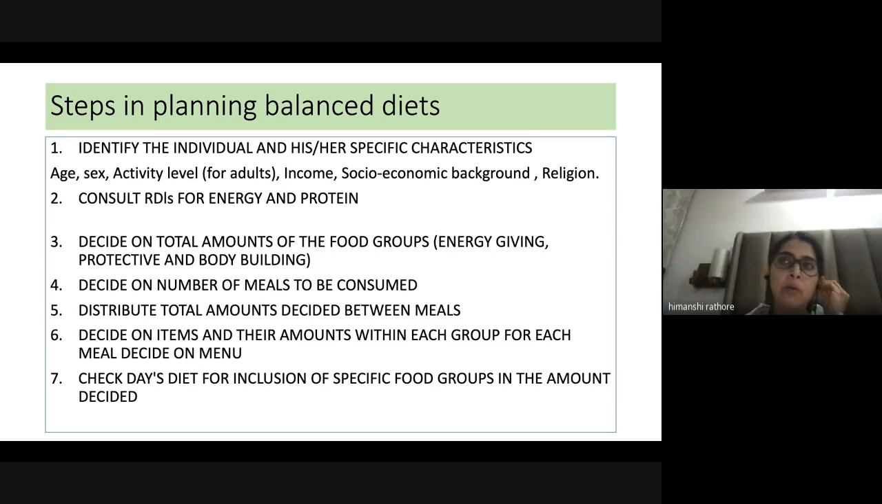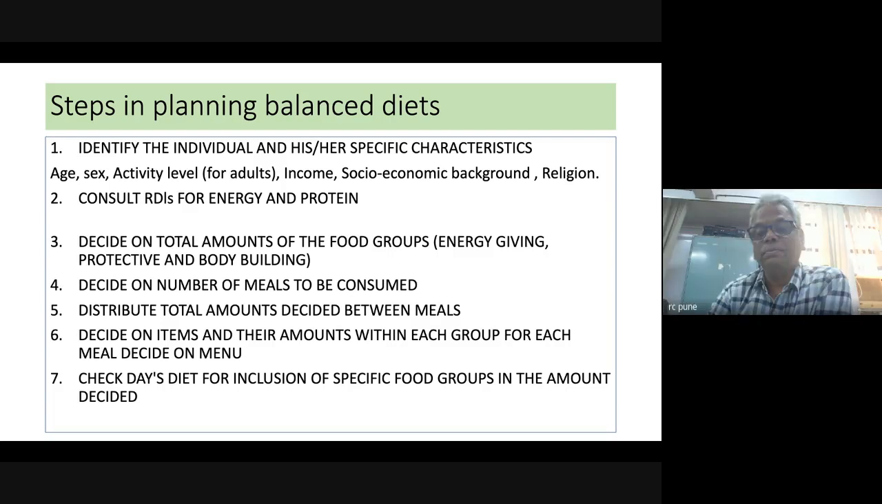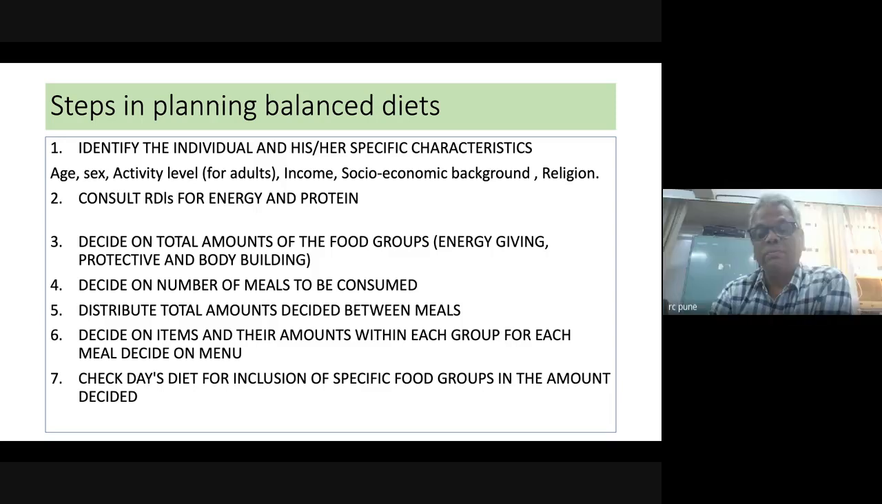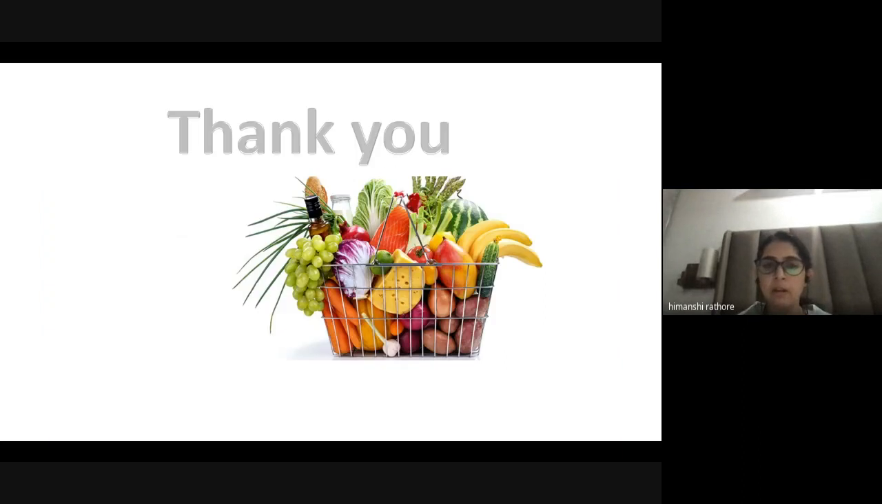I guess I have made it very clear about the vitamins, how minerals act in our body, how they are being absorbed in our body. Then what is a balanced diet, how you can prepare a balanced diet, what are the factors that can affect preparing your balanced diet. And lastly, there are the 7 steps that are required to keep in mind while planning a balanced diet.